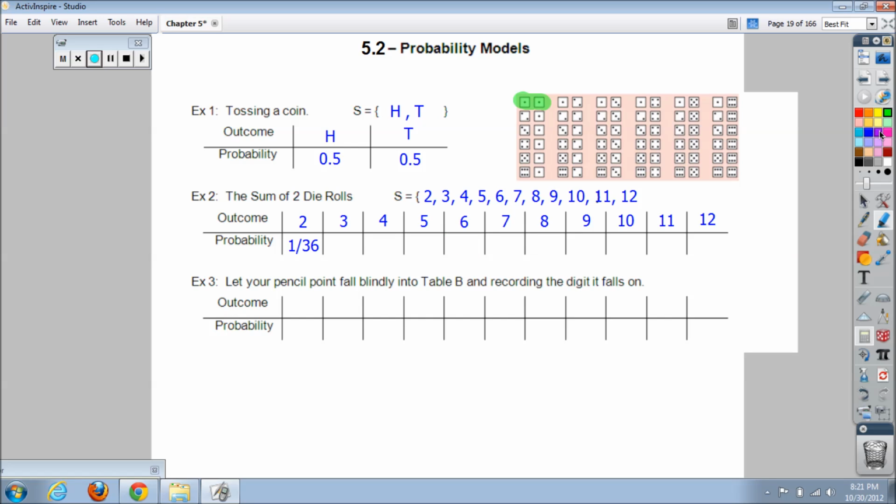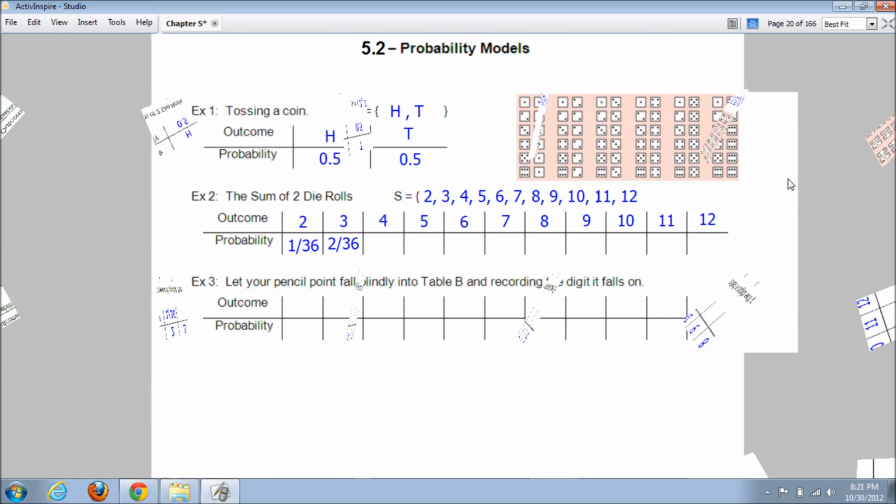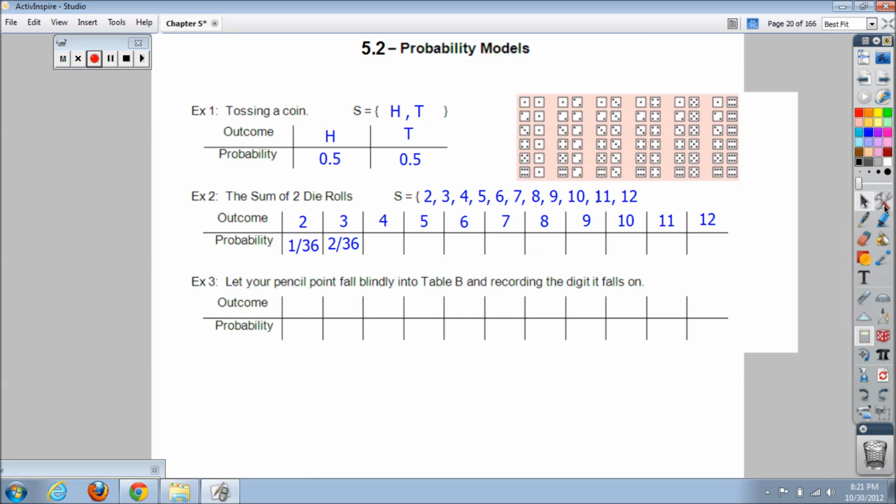Then if we were to move on and look at how many different ways can a 3 come up? Well, if you see up here, you could roll a 2 and a 1, or a 1 and a 2. And there's no other way to roll a sum of 3. So there are 2 possibilities out of 36 total. And then for 4, what you might start noticing here is a pattern.